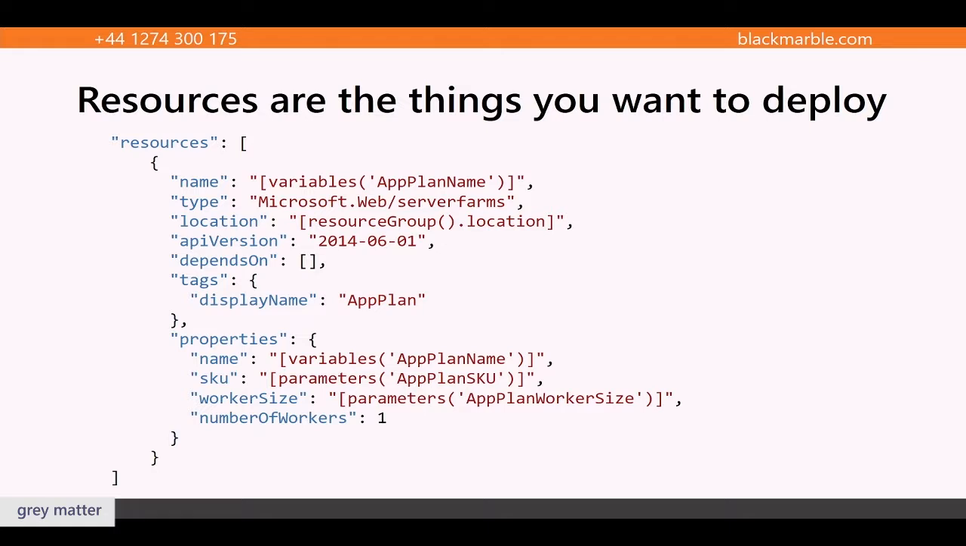So a resource is what you want to deploy. And this is the general form. You tell it what it is, you tell it which version you want. This is how you can deploy things of a specific version at some point in the future. And you give it any properties that it wants, and that's where you pass in your parameters and your variables.